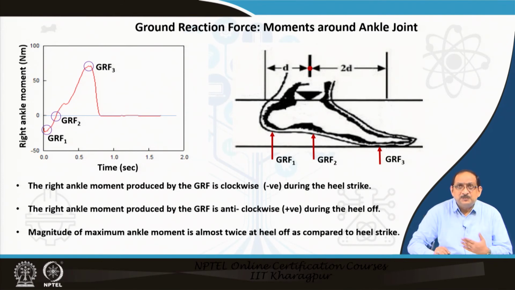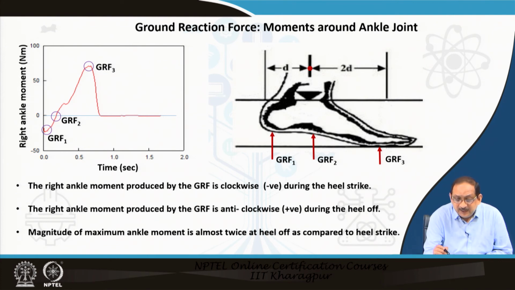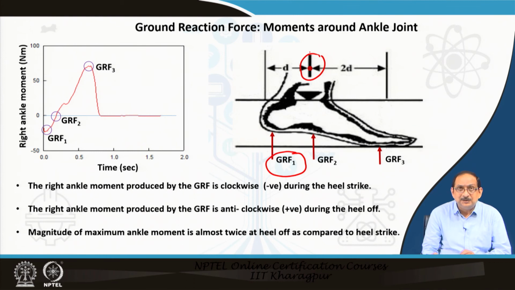This can also be explained when we consider moments around the ankle joint. Let us consider the ground reaction force first position, that is at heel strike. So, when it is striking the ground, the first ground reaction force is located along this, the line of action is towards the left of the ankle joint center as indicated in the figure.